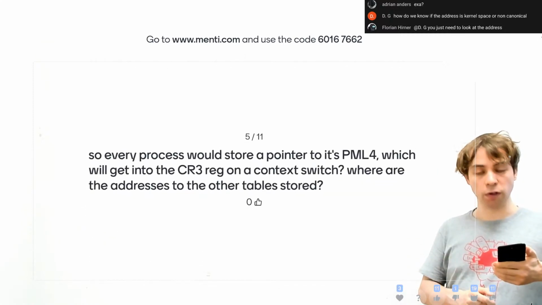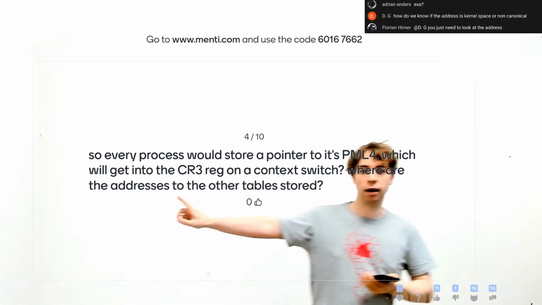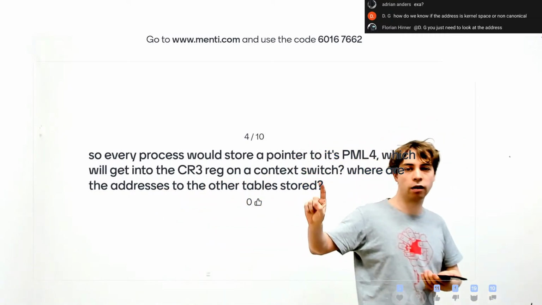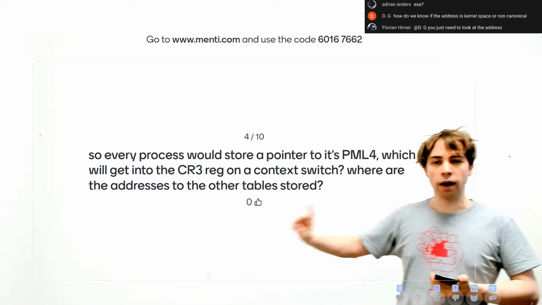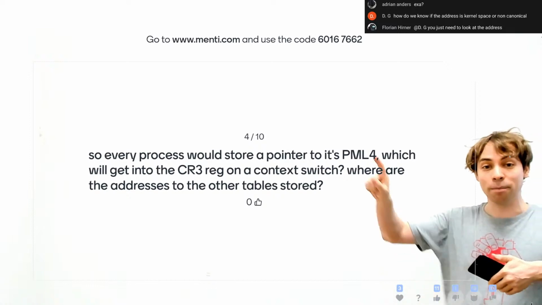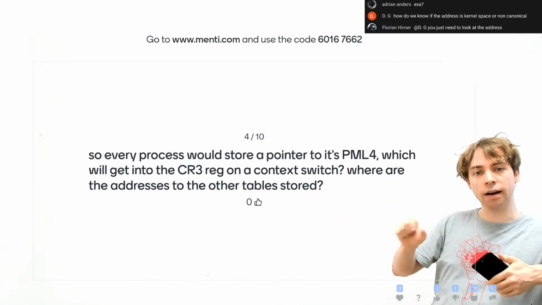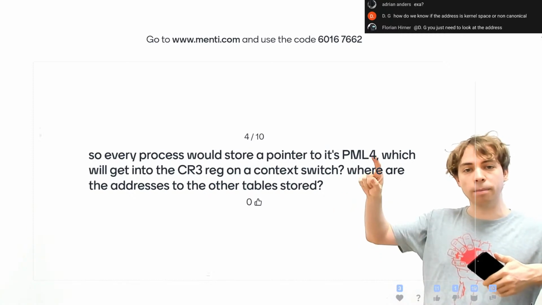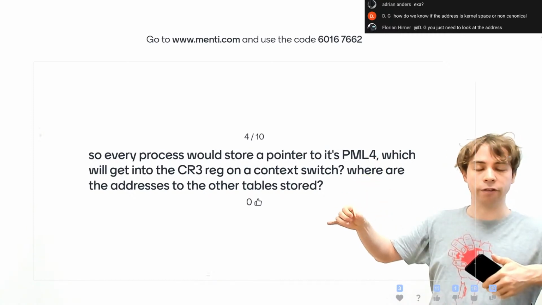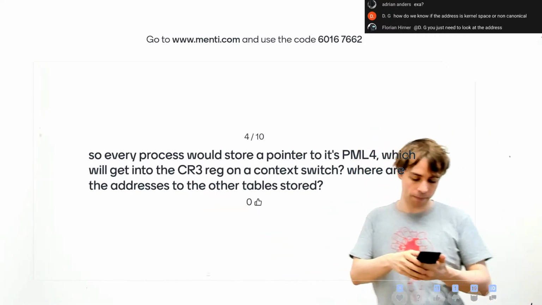So every process would store a pointer to the page map level 4. Yes, that is correct. Which will get into the CR3 register on a context switch. Yes, also correct. Where are the addresses to the other tables stored? In the page map level 4. We are always storing the address of the next layer in the layer above. And only the page map level 4 doesn't have a layer above. So we need to get this address from the CR3 register.